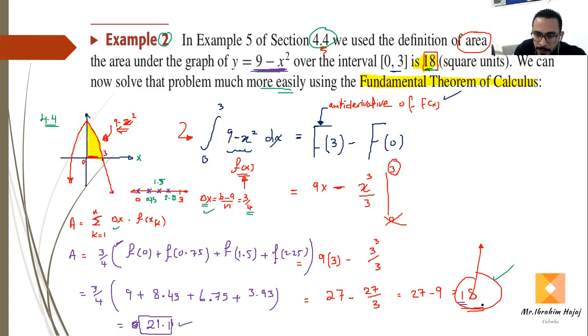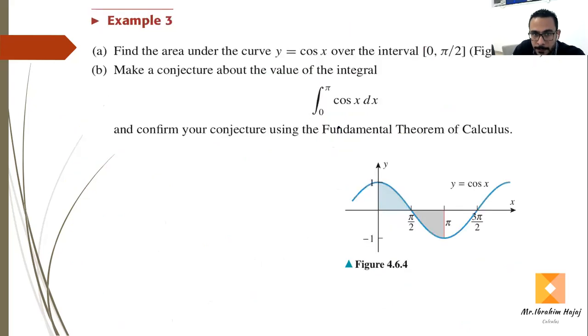This is an overestimate. The exact area should be 18. Here it is an overestimate because we used the leftmost endpoints 0, 0.75, and 2.25 and so on. If you take the midpoints between 0 and 0.75, it comes out more accurate, dropping to approximately 18 point something. Okay, this is by using section 4.4, and in red, this is by using the fundamental theorem of calculus.